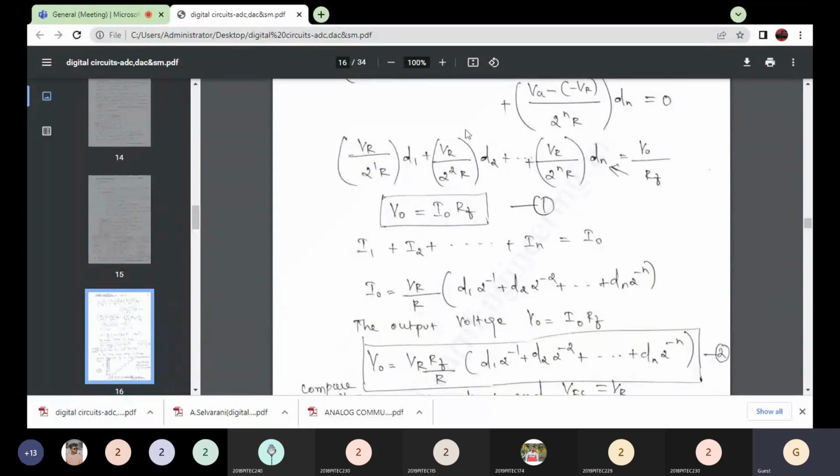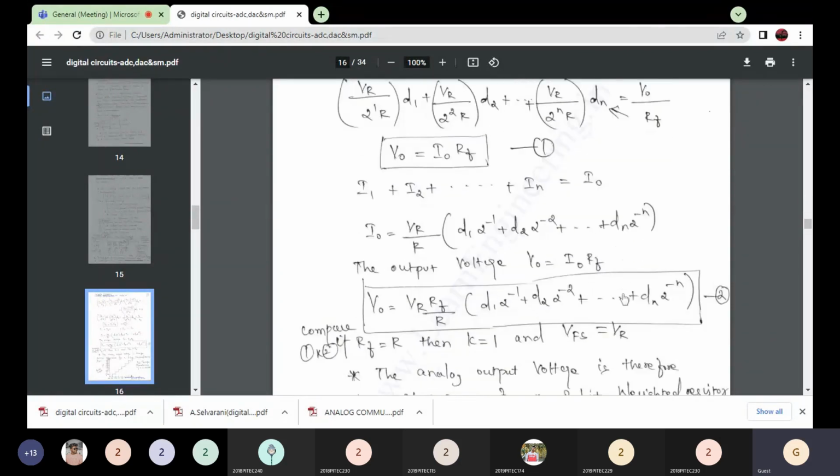So I naught is, from this current equation, what is I naught? We simply write this. We consider only the current term, V divided by R, and the remaining terms are binary weighted inputs, right? So 2 power minus 1 D1, that is, we have D1 and in the denominator 2 power 1, which is 2 power minus 1 in the numerator. So the binary weights are 2 power minus 1 to 2 power minus n. Here the binary words are D1 to Dn.